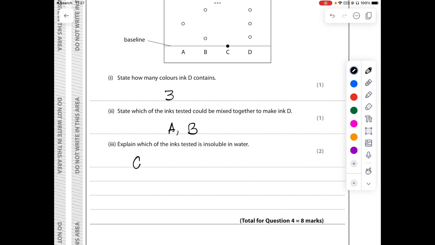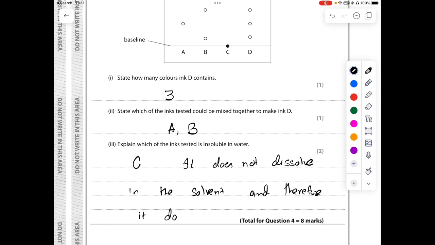C is insoluble in water because it does not dissolve in the solvent and therefore it does not move.